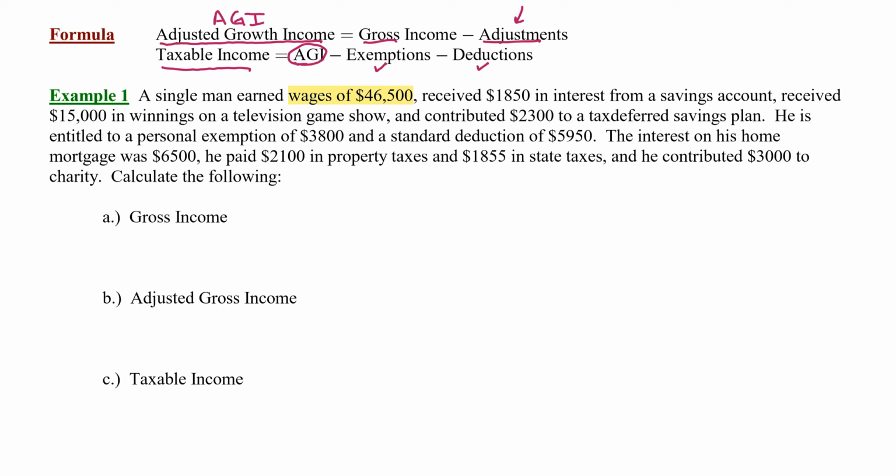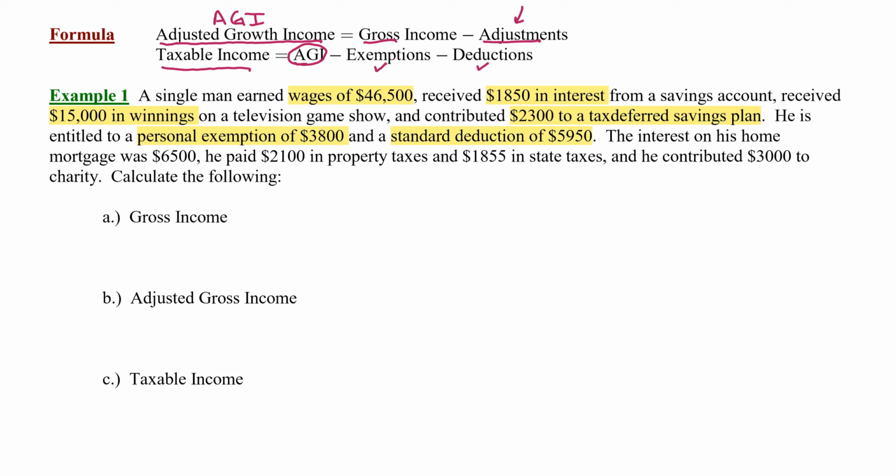Received $1,850 in interest from a savings account. He received $15,000 in winnings on a TV game show. Awesome. Wheel of Fortune or something like that. And he contributed $2,300 to a tax-deferred savings plan. He is entitled to a personal exemption of $3,800. Remember, that's set by the government, and a standard deduction of $5,950.